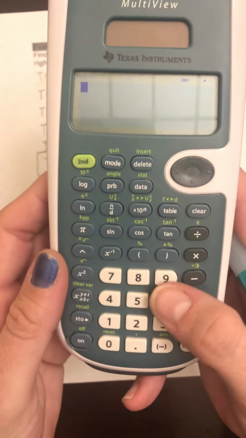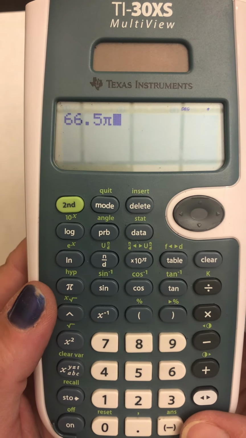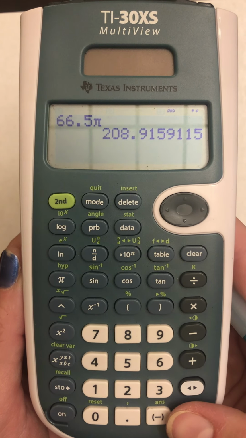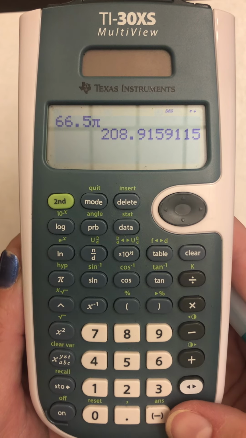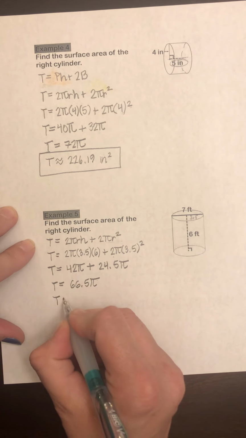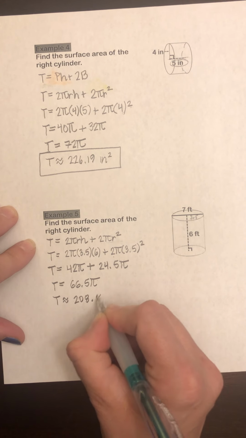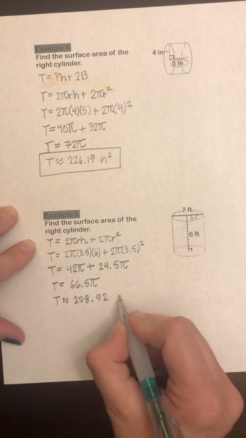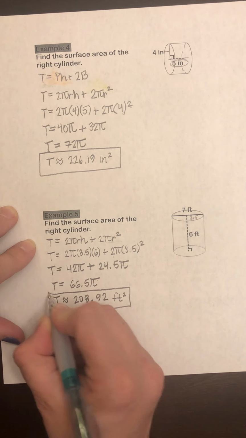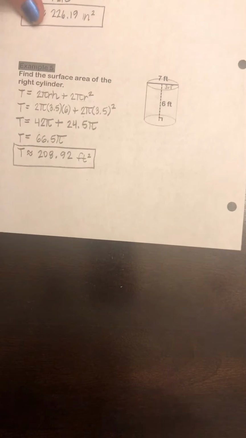And now I'm going to use calculator again. So 66.5 pi. Remember, I already changed it so it's not in math print. So I'm going to get 208.92, because the 5 is going to round that one up. So use the approximate symbol. 208.92. Need some units. Feet squared. Ta-da! I think y'all probably will like that formula.